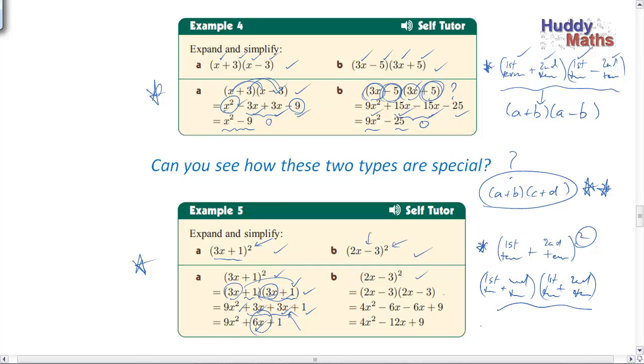What about this one? 2x take 3 all squared. So write it out. 2x take 3 by 2x take 3. 2x by 2x, 4x squared. 2x by neg 3, neg 6x. Neg 3 by 2x, another neg 6x. Neg 3 by neg 3, plus 9. So with a negative in it, the middle products are still the same, but they're negative. So it's going to come to neg 12x.